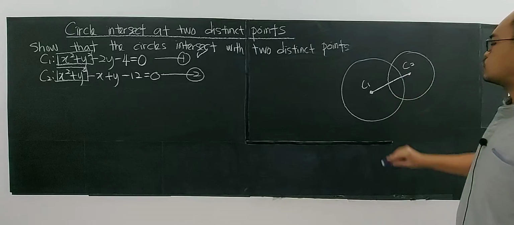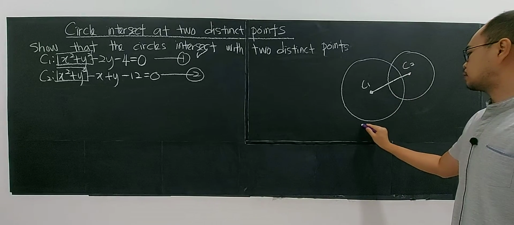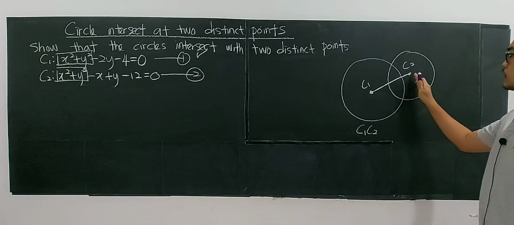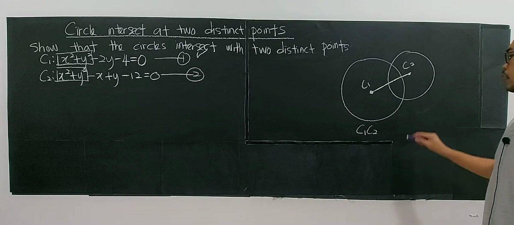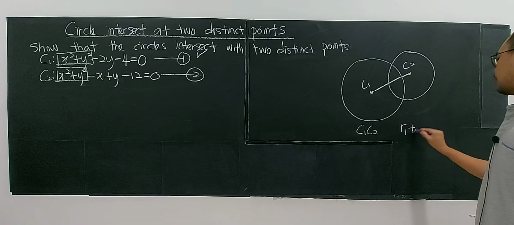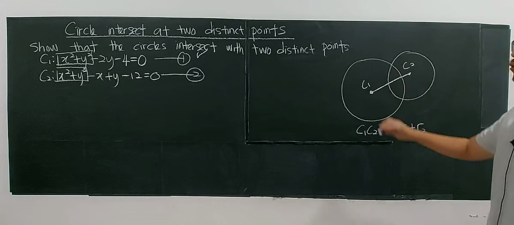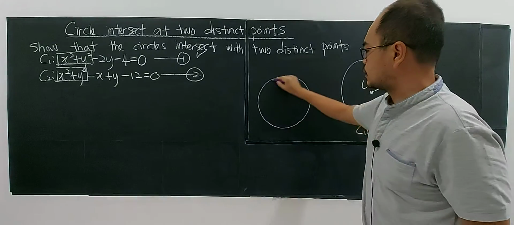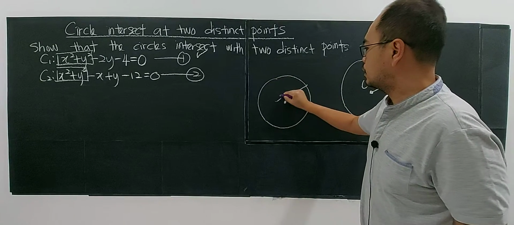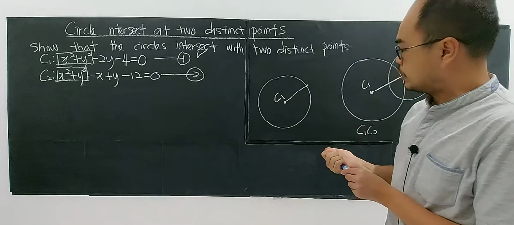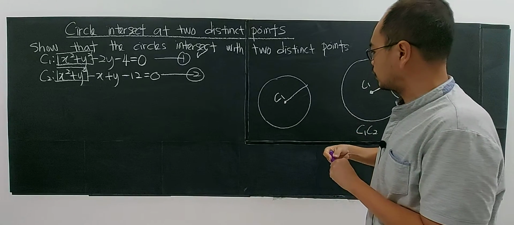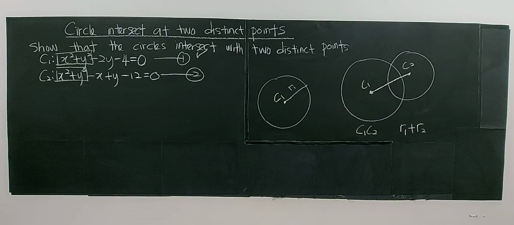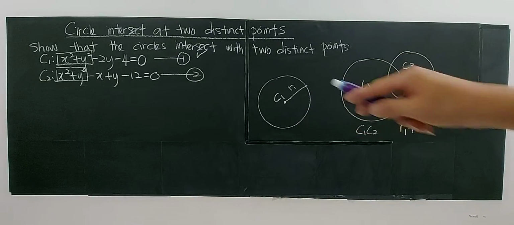The distance between the two centers, I label as C1C2, the distance between C1 and C2. And the sum of R1 and R2, the radius. Before the two circles intersect, the first circle will definitely have its own radius.